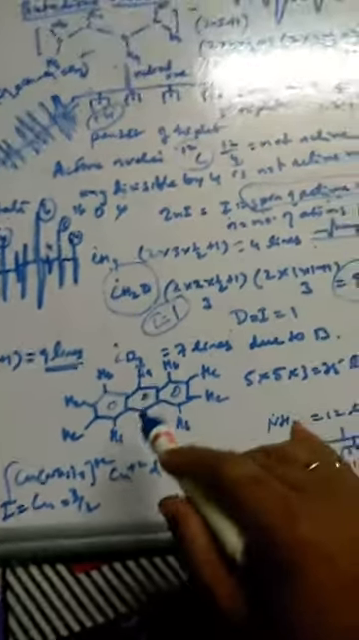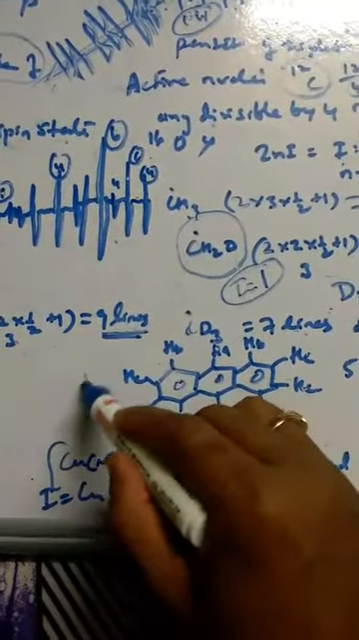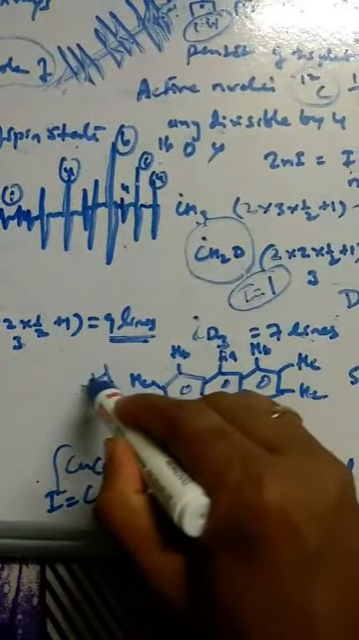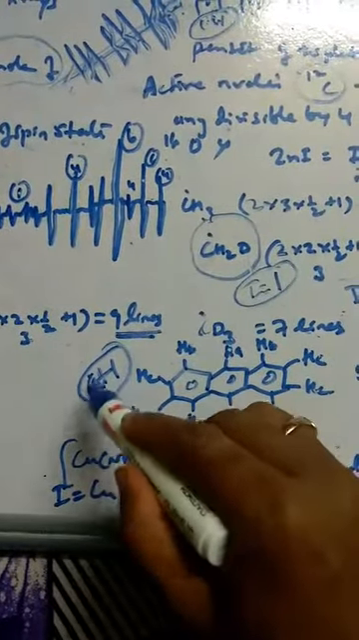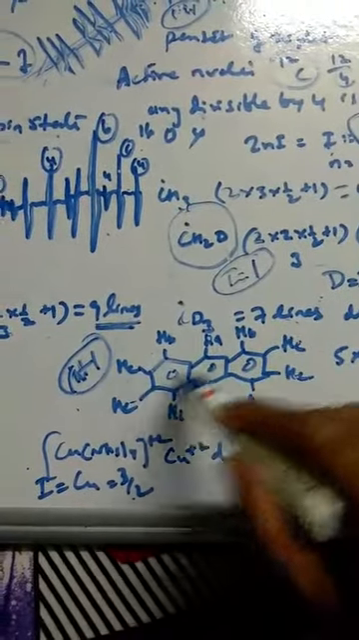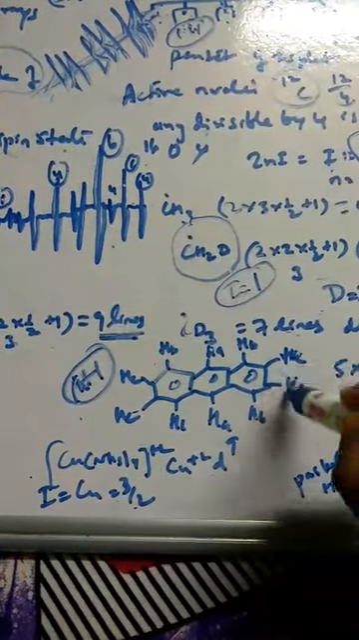Now if you go for calculating the number of lines, since it is proton, you can use the n plus 1 rule here, instead of 2nI plus 1 overall, so just n plus 1 you can take. So how many C protons? 1 2 3 4 protons, 4 plus 1 is 5, so it is going to show 5, 2nI plus 1 is 5.